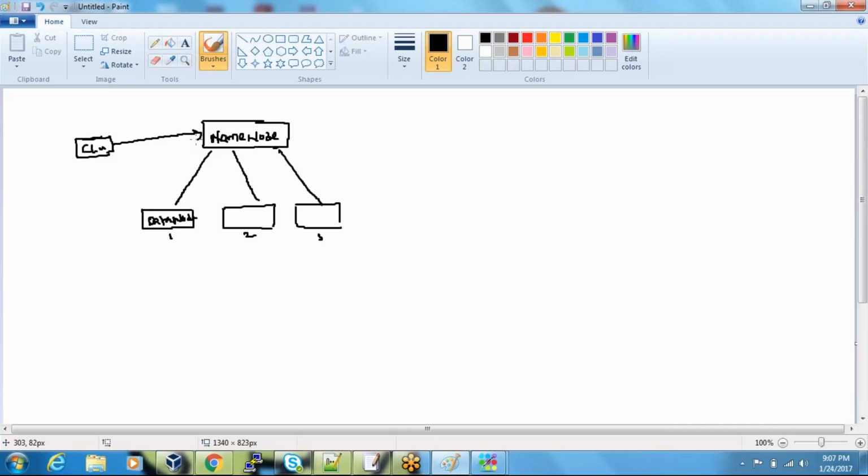Now try to understand the roles and responsibilities of each and every component in this HDFS architecture.